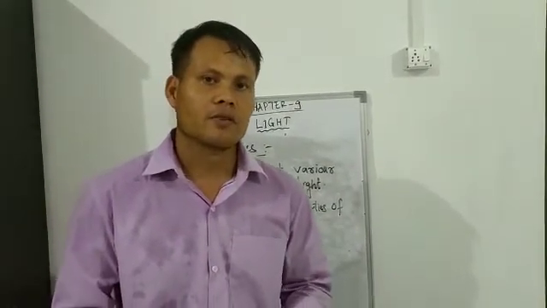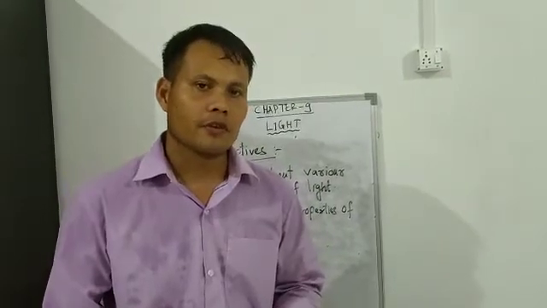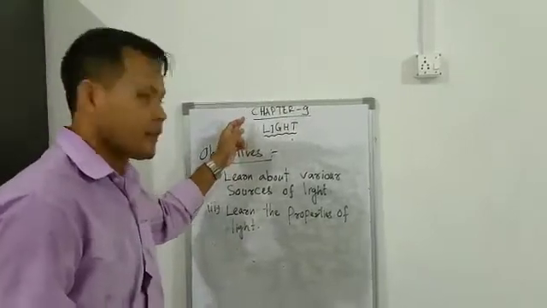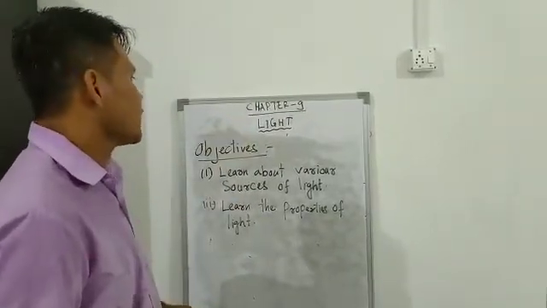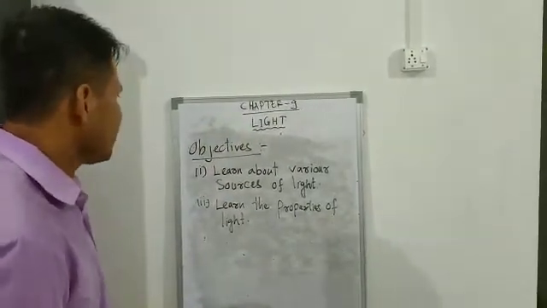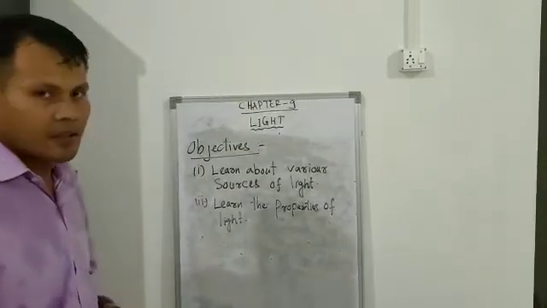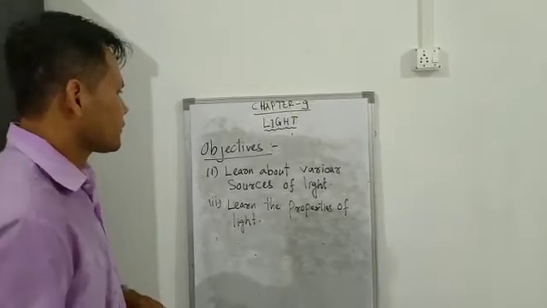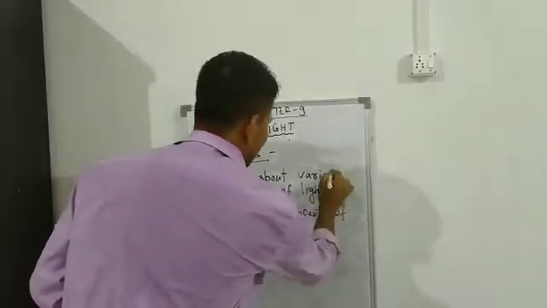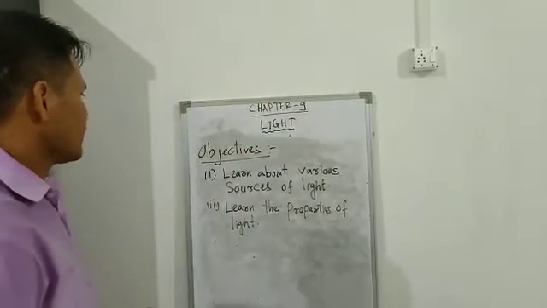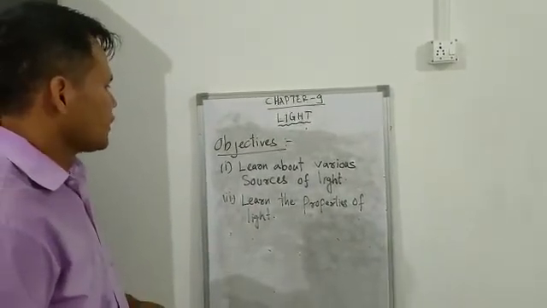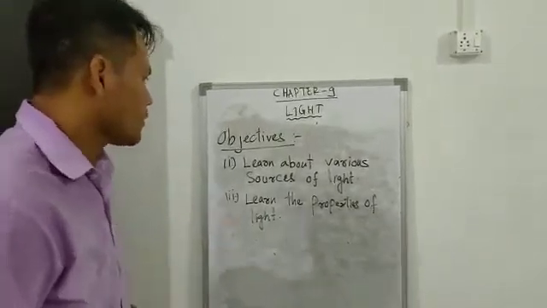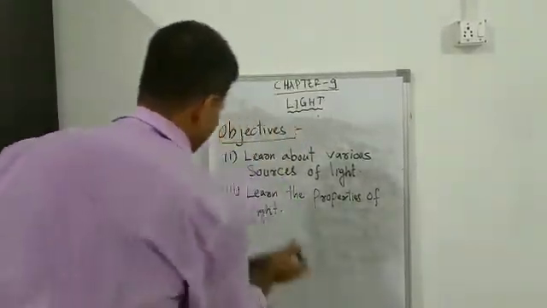My dear students, today we have the first chapter of your third term syllabus. In your textbook it is chapter 9 and the topic is light. In this chapter we are going to learn two objectives. The first is to learn about various sources of light. And the second objective is to learn the properties of light. So let us first learn about the various sources of light.